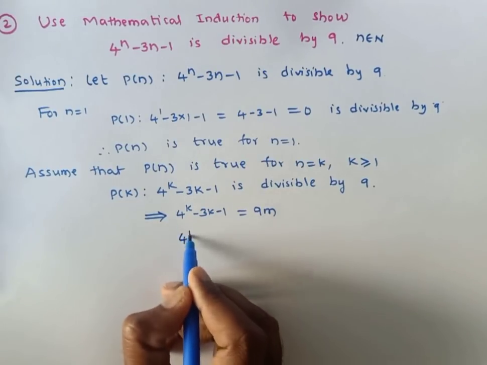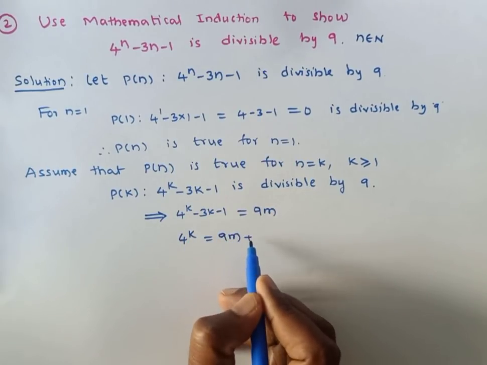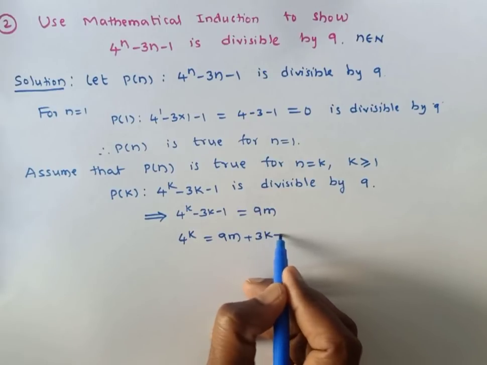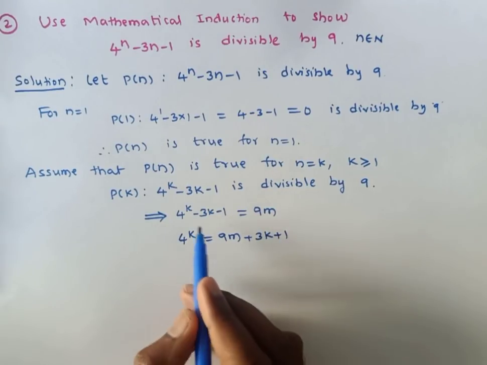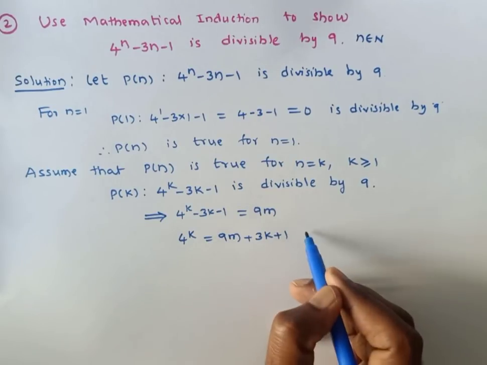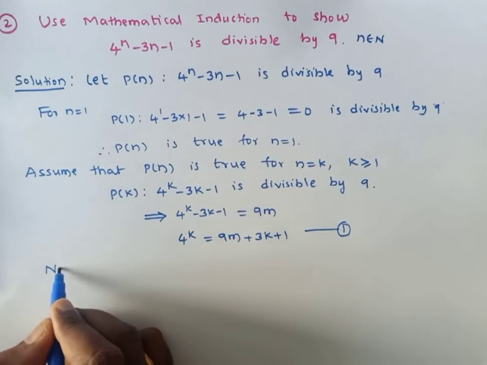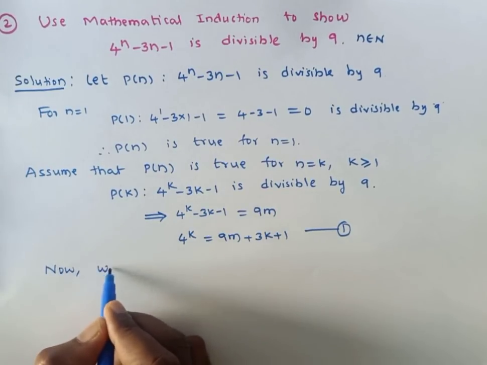So here you can express our 4 power k as 9m plus 3k plus 1. Here I am expressing only the 4 power k value. 4 power k equals 9m plus 3k plus 1. Let this be equation 1. Now what do we have to show?